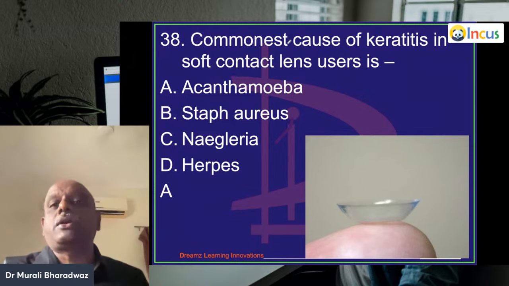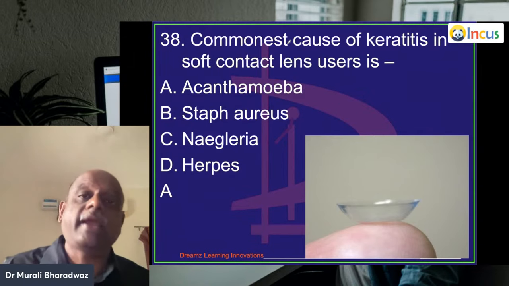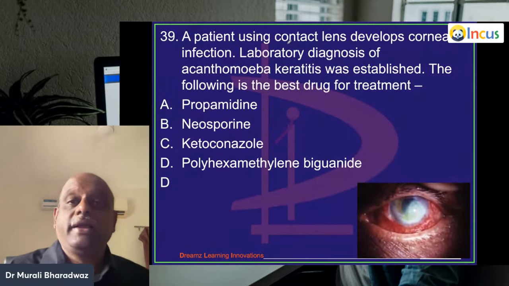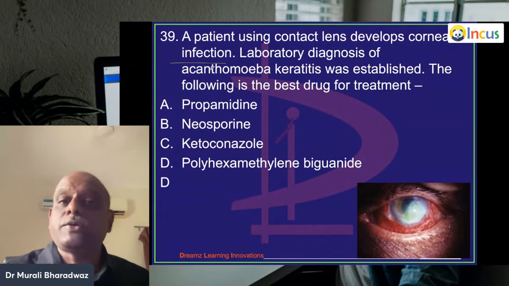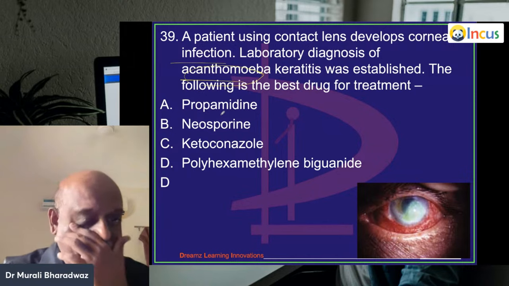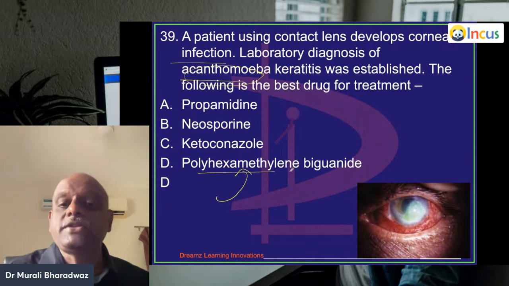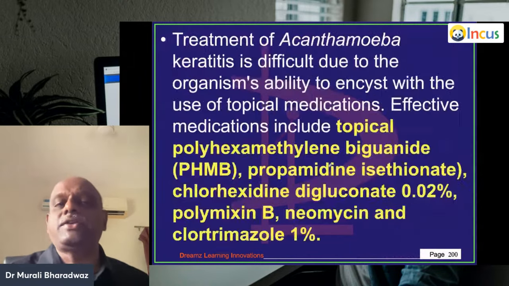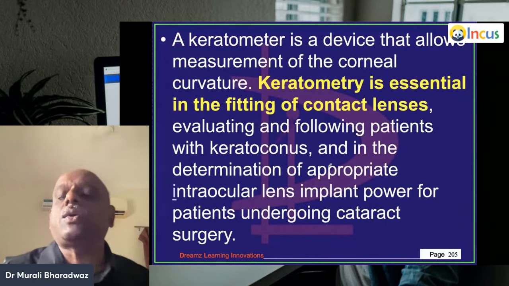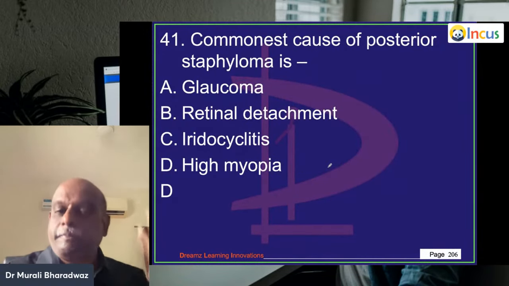What is the commonest cause of keratitis? Acanthamoeba in soft contact lens users. A patient with a contact lens develops corneal infection, acanthamoeba keratitis. How do you want to treat? Polyhexamethylene biguanide is the one which is being used. Corneal curvature is quantified with keratometry.